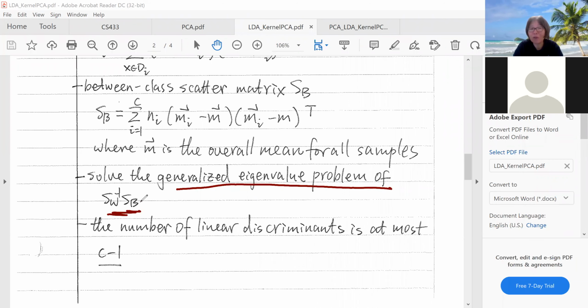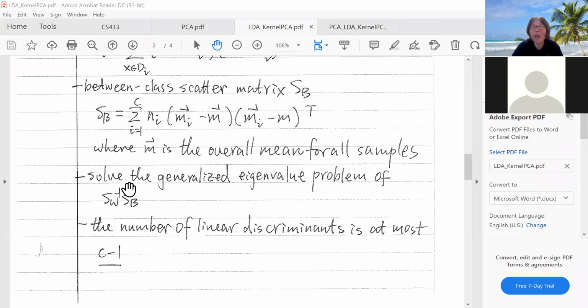This matrix has its own eigenvalue problem. And it also says the number of linear discriminants is at most C minus 1. C is the number of classes. So if you have 3, then at most you can have 2. Okay, so this is the math behind it.